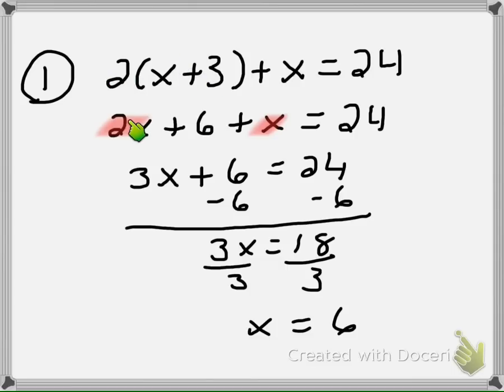And now I'm just copying the rest of the problem down. The 2x came from the first multiplication in distributing. The 6 came from the second multiplication in distributing. This x came from here, and the 24 came from here.